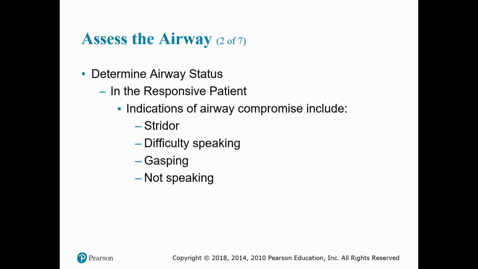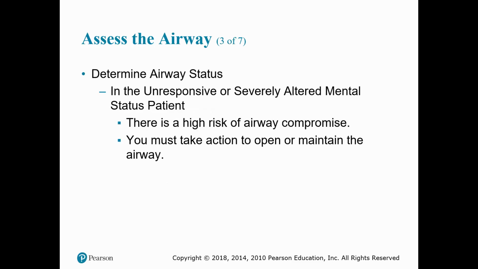In the unresponsive or severely altered mental status patient, you have a very, very high risk of airway compromise. You must take action to open or maintain that airway. If they have a severely impaired level of consciousness, you can use a lot of different methods to open the airway, and they'll be needed, including manual maneuvers, suctioning the airway, using airway adjuncts, and methods for opening the airway and relieving a foreign body that's creating the obstruction.